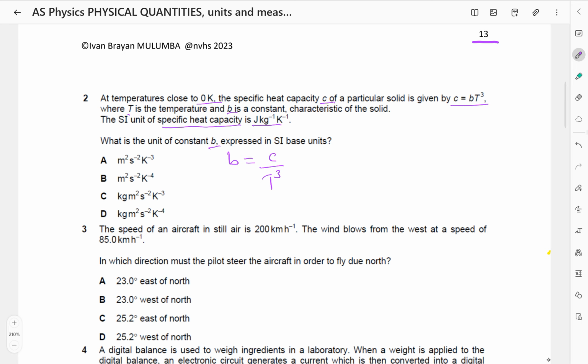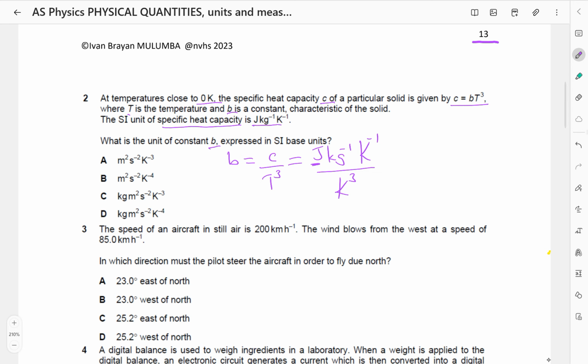So C is, they told us at a temperature close to 0 Kelvin, the specific capacity C is given by that expression. And SI units for C are joules per kilogram per Kelvin. So this is joules. I'll just put it, although I normally don't want to put equal signs on units. So this will be joules per kilogram per Kelvin divided by temperature in Kelvin units. So this is Kelvin power 3. Okay, so the only thing we need to change is joules.